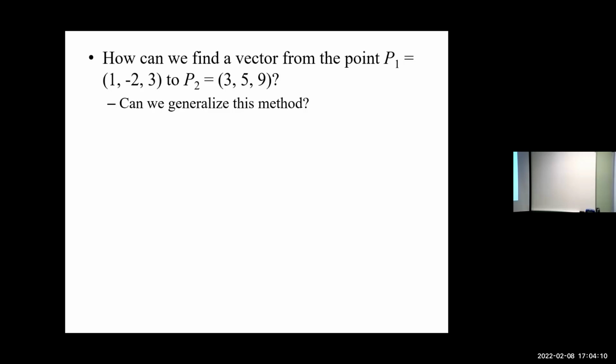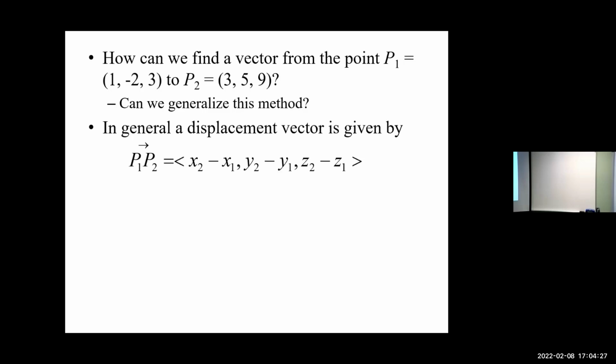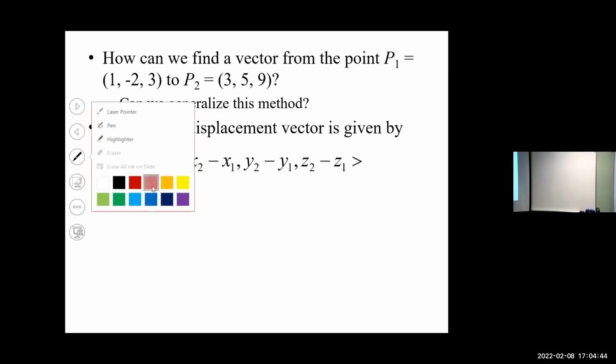We can do a vector between two points in 3D, just like we could in 2D. And all we do is take our ending value minus our starting value for each component. So that generalizes, and that would be a vector between point 1 and point 2. Okay. Now, one thing I do want to emphasize is this vector that we have here is going from point 1 to point 2.